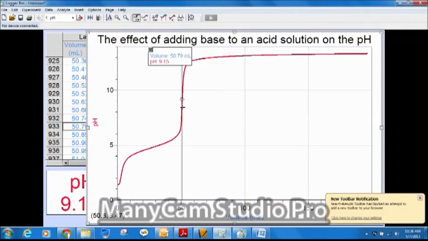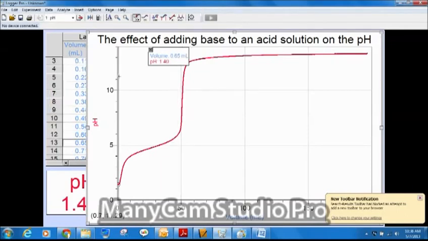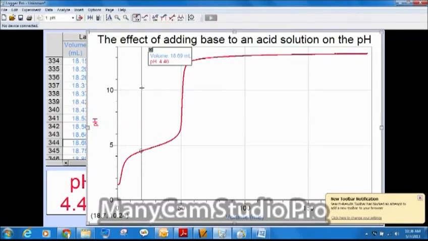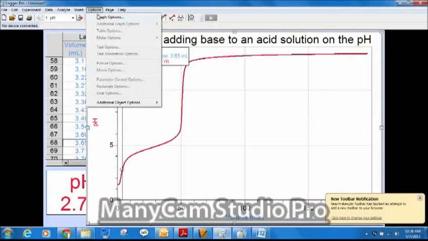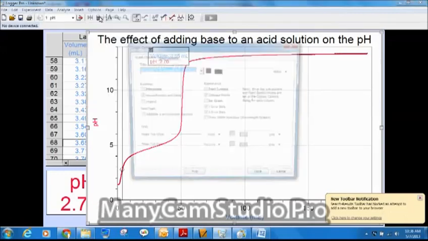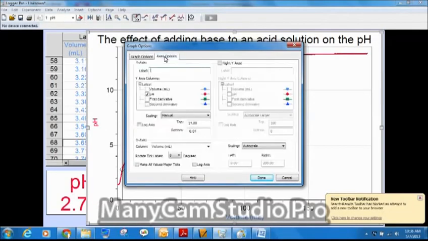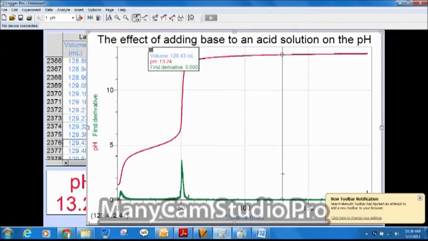So to be more specific then, if we can do it, we'll try using what's called the first derivative. And that's a term from calculus, but in this case, the computer's going to do it for us. I'm going to go to Options, then Graph Options again. I'm going to Axes Options here and choose First Derivative. And it's going to give me a first derivative graph on here.